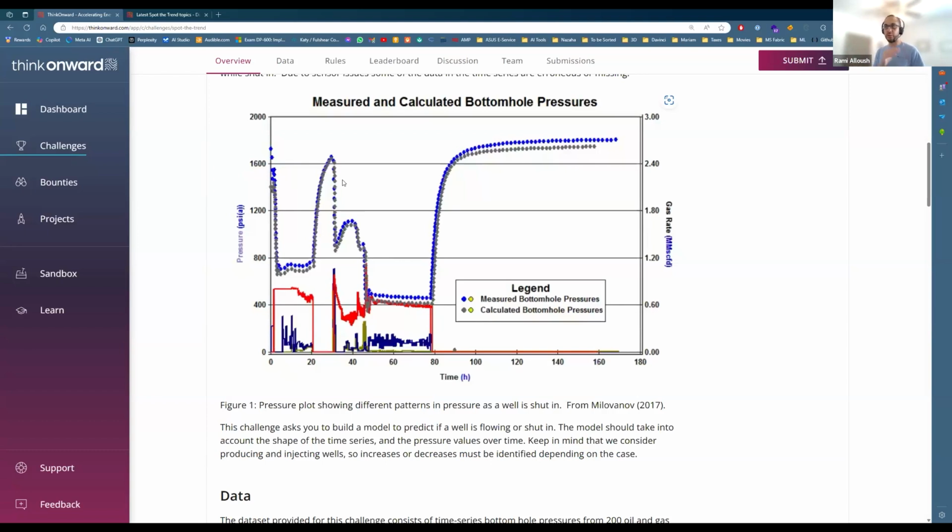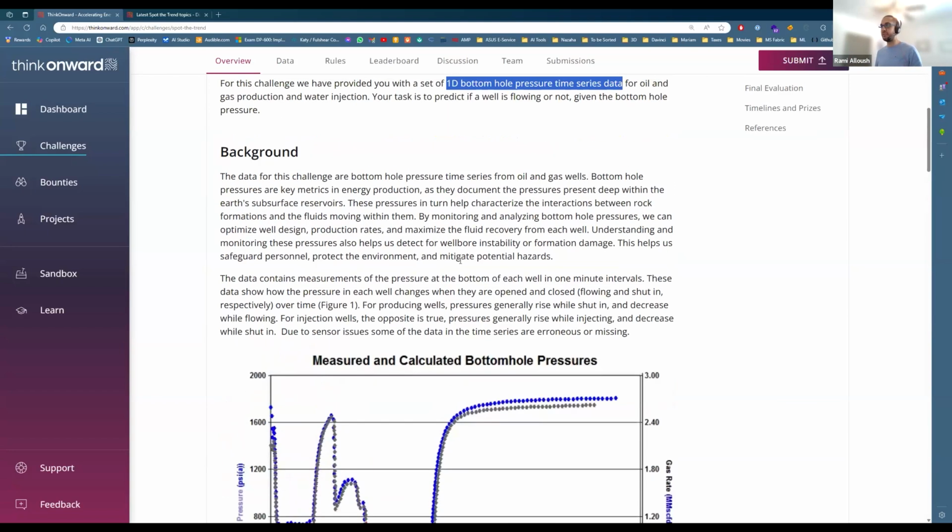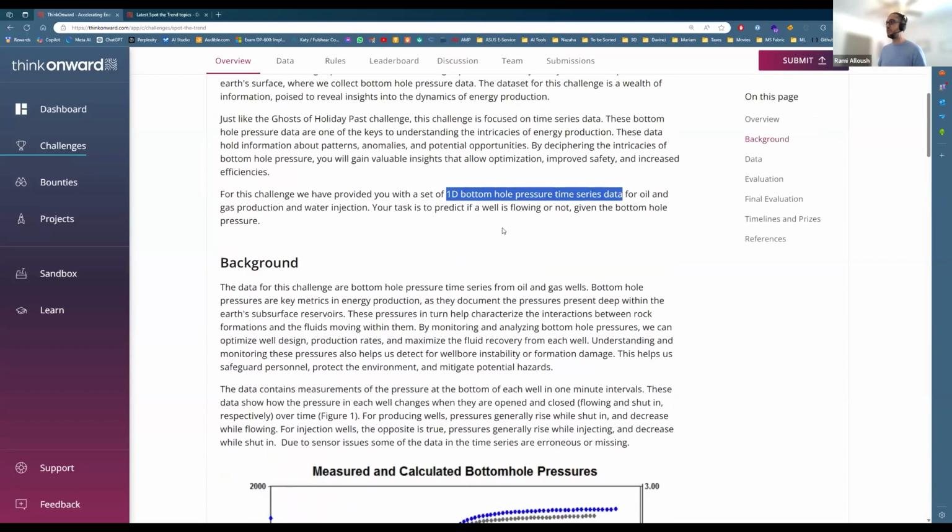The sequence, the order of the data points makes a lot of difference. It's when did we measure these data points? What is the sequence and order of them makes a difference. That's why this is a harder challenge, as we explained earlier.